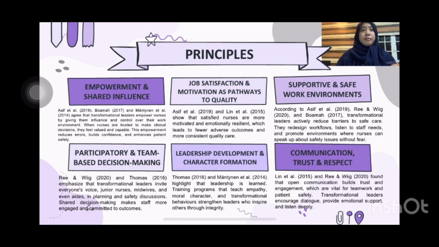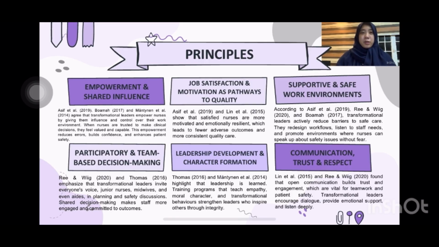3. Supportive and safe work environments. According to Asif and colleagues in 2019, Ree and Wig in 2020, and Boama in 2017, transformational leaders actively reduce barriers to safe care. They redesign workflow, listen to staff needs, and promote environments where nurses can speak up about safety issues without fear. Supportive leaders who protect staff and focus on system fixes, like reorganizing emergency supplies, cultivate a culture of safety and continuous improvement.